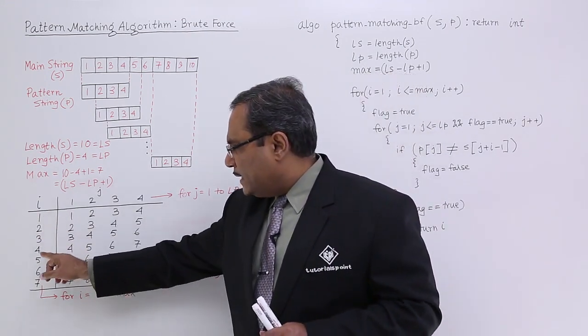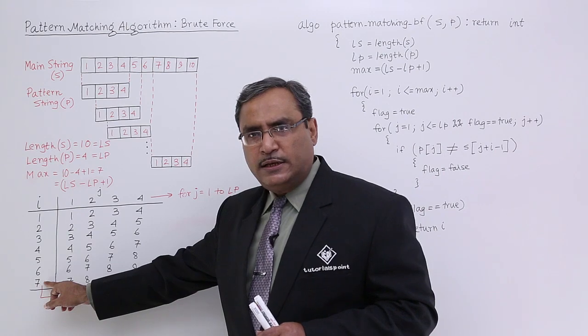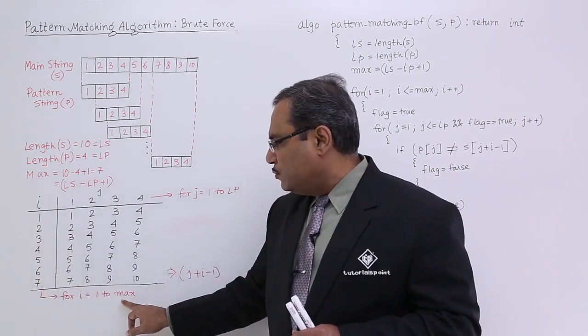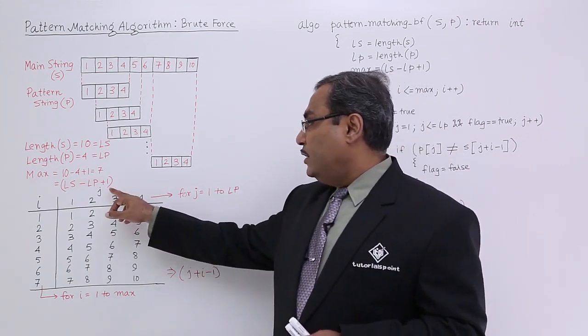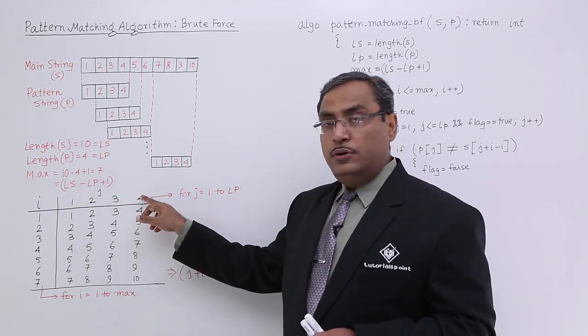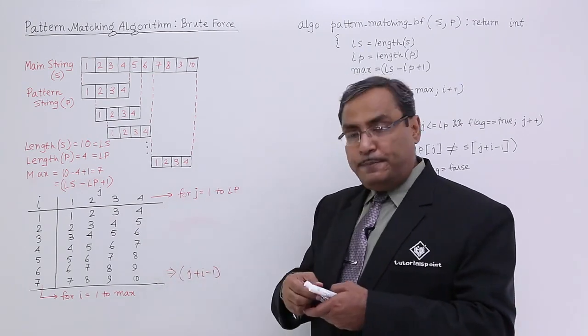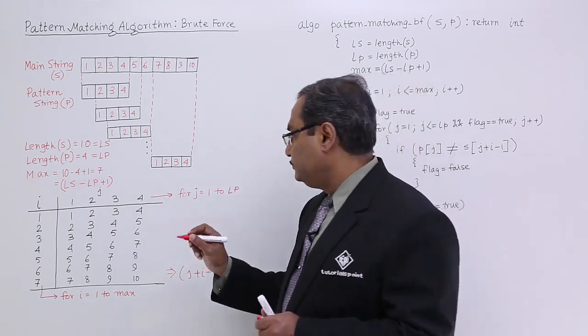So I can place my pattern in 7 different places, so 1 to 7. So what is the formula? For i equal to 1 to max, and j will range from 1 to 4. Then how to write this? For j equal to 1 to lp. So in this way I can write it.